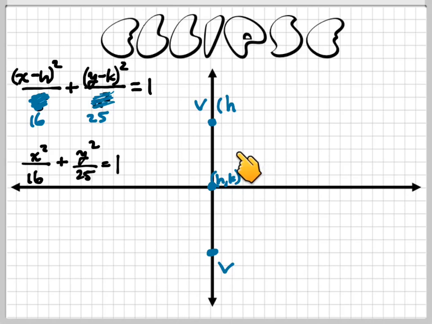But let's keep it really general. Instead of saying 5, what would you put right there? a. The square root of a squared is a. So the distance between here and here is a. And this is known as your major axis. The major axis is what connects the vertices. So this would be k plus a. What would this one be down here?